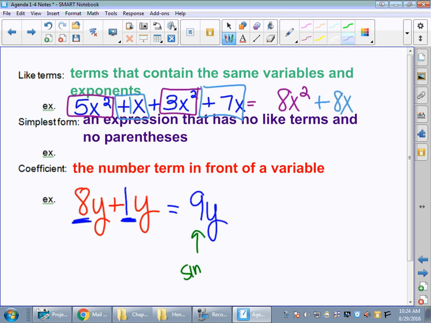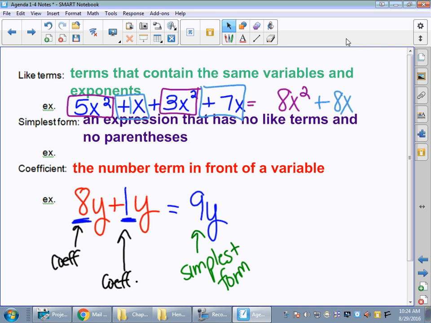So this is simplest form. And this is a coefficient. And this is a coefficient. And we combined those like terms.